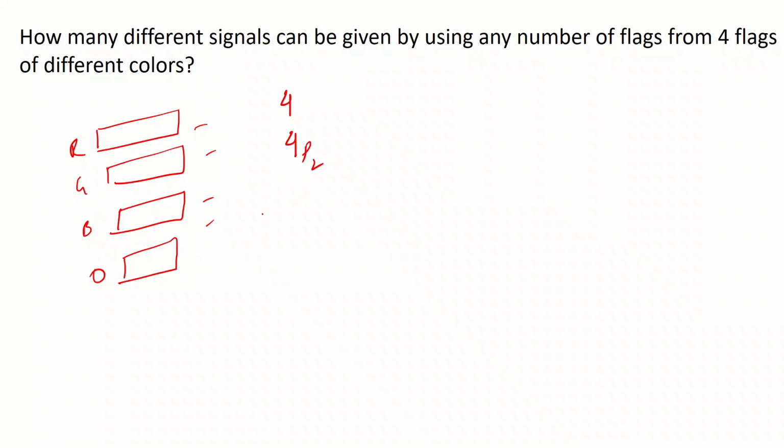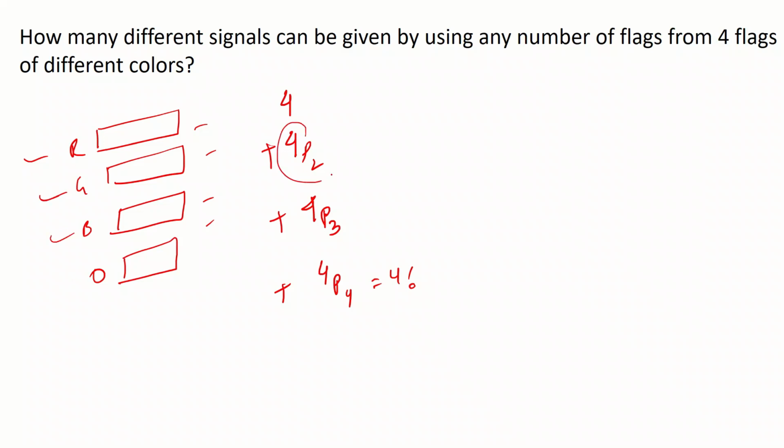So you can take 2 flags out of these 4 flags and then arrange them in 4P2 ways. Similarly, you can take 3 flags out of these 4 flags in 4P3 ways, and then you can arrange 4 of these 4 flags in 4 factorial ways. So the total number of possible signals is 4, because 1 for each. So you take the red flag and that's 1 signal, you take the green one and that's another signal, you take the blue one and that's another signal.